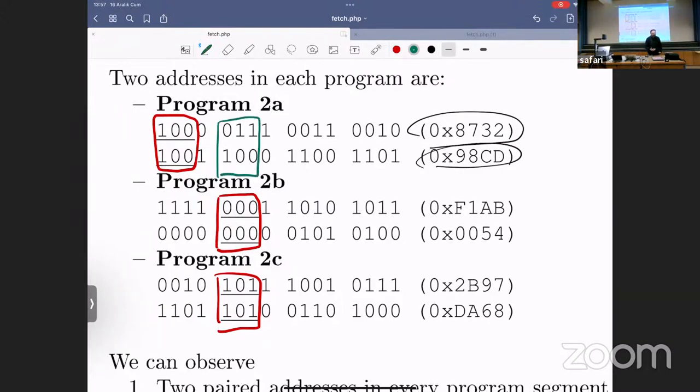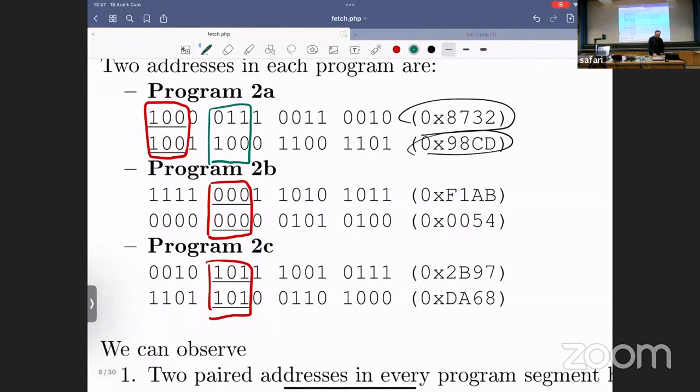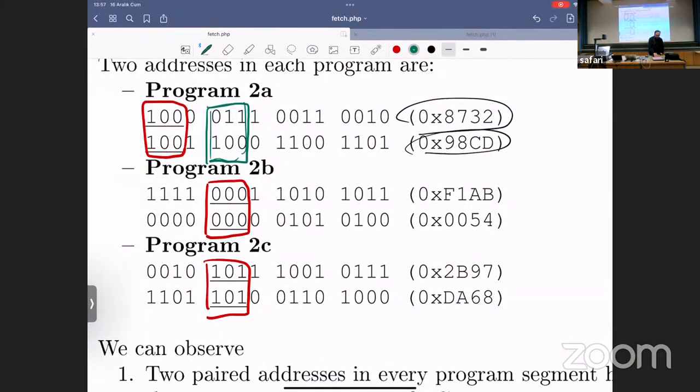So this is based on an assumption, and you just build confidence on your assumption, right? We just assume that these three bits identify the bank ID. And for 2B and 2C, we see that these bits are common across these two addresses, and therefore they would be addressing the same bank. But if we look at 2A, these bits are not identical, so these two addresses can be addressed in different banks.